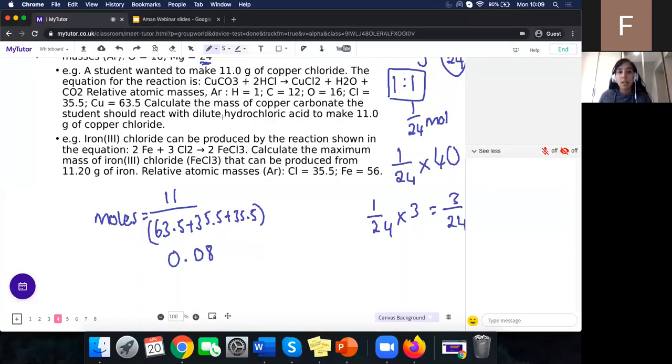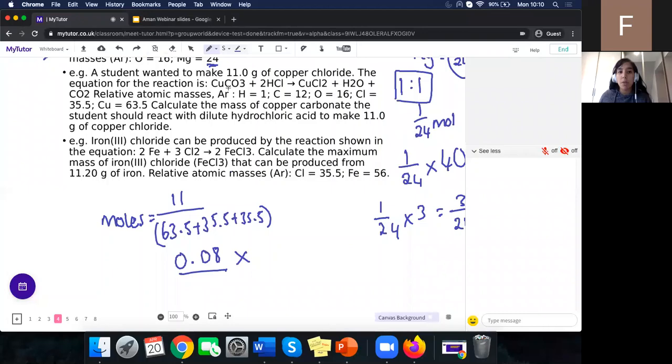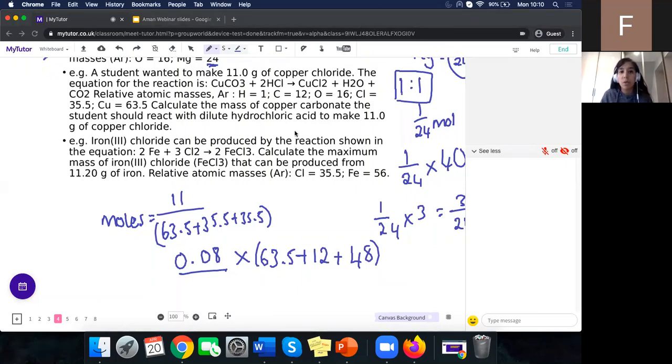If we want to calculate the mass, all we need to do is use this number of moles. Remember, the number of moles equals the mass over the MR. If we rearrange that, the mass equals the number of moles times the MR. So the MR of copper carbonate is 63.5 plus carbon, which is 12, plus 16 times 3, which is 48. If you type that into your calculator, you should get a mass of 10.1 grams. Excellent, well done. Is everyone happy with that? So again, we start off by calculating the number of moles of whatever compound they've given us. They will give you a mass of something.